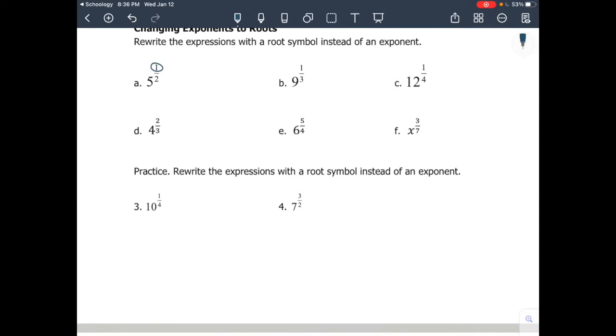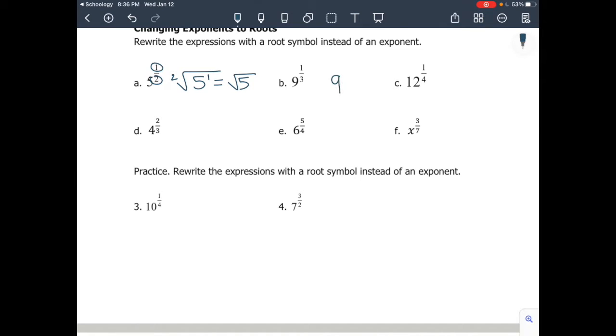This is 5 to the 1st power, and this is the root. The number on bottom is the root. So it's the square root. You can either write the 2 or leave it blank, because we know for that it's square root, and then 5 to the 1st power. So another way to write this is just the square root of 5.